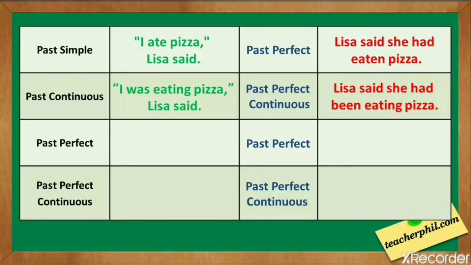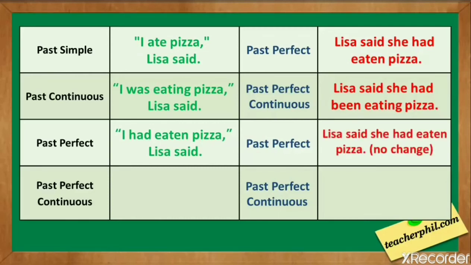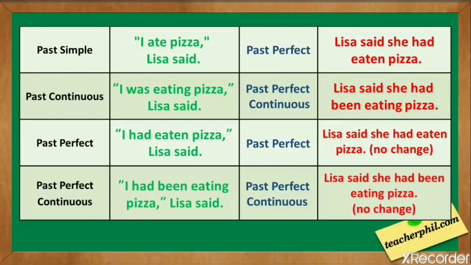For past perfect, we have I had eaten pizza. The indirect speech is still the same. Lisa said she had eaten pizza. The last one, I had been eating pizza. The indirect speech is still the same. Lisa said she had been eating pizza.